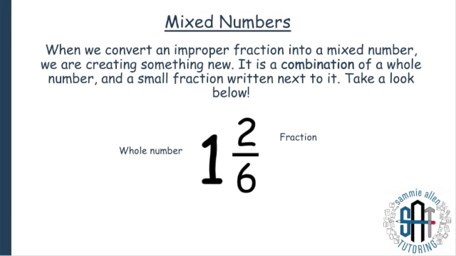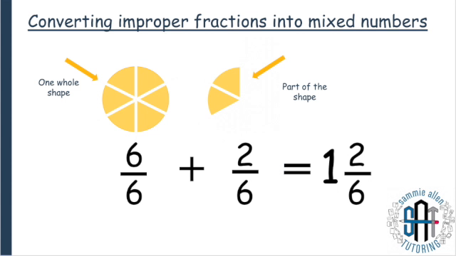So when we convert an improper fraction into a mixed number, we are creating something new. It is a combination of a whole number and a small fraction written next to it. Take a look below. We've got 1 whole and 2 over 6. The whole number is the 1 and the fraction is 2 over 6. So what does this actually mean?